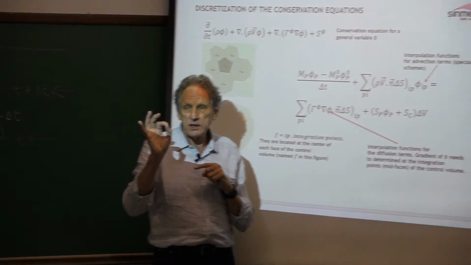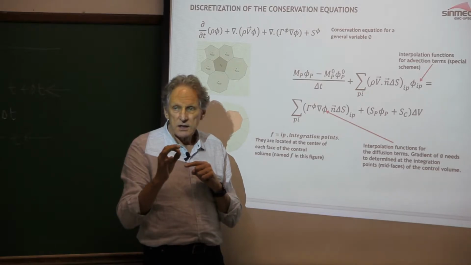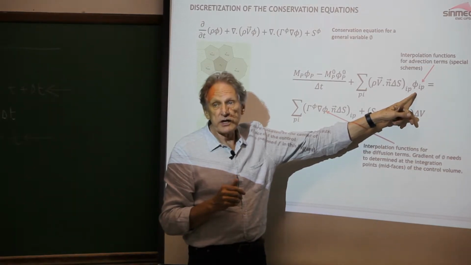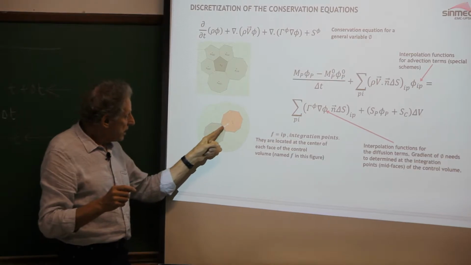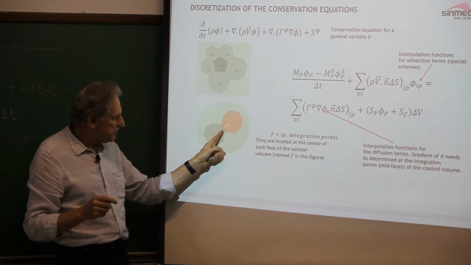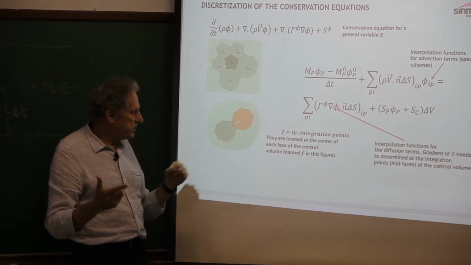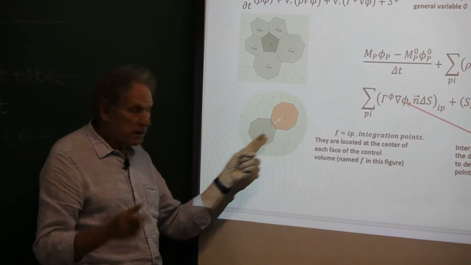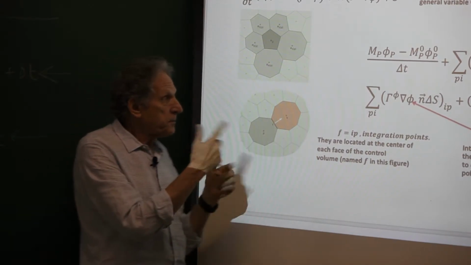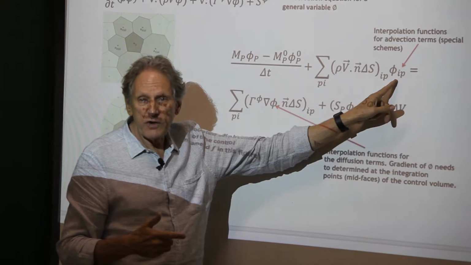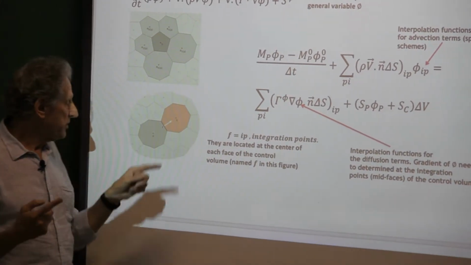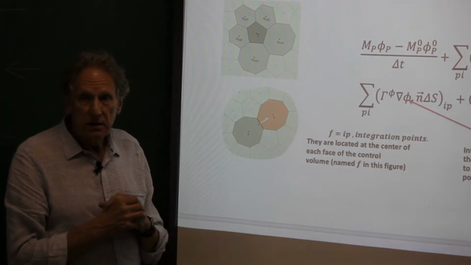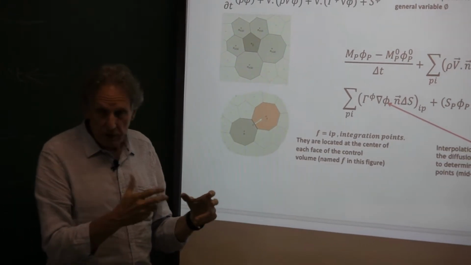And this is the first important numerical aspect of the integration of the equation. Who is phi at the integration points? Integration points for us will be the midpoints here. F is equal to integration point. They are located in the middle of each face. One integration point, another one, another, all the integration points, you have to compute that. But how do you find that? Because phi is here, not there. So this is the interpolation function that we have to do for the advection terms.